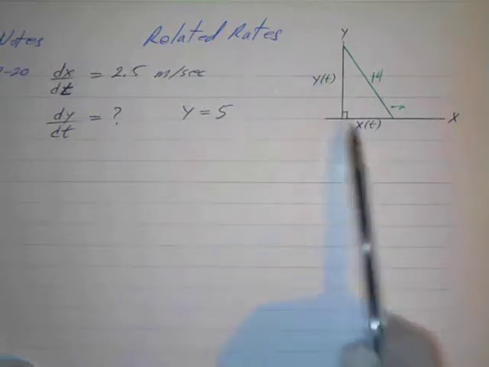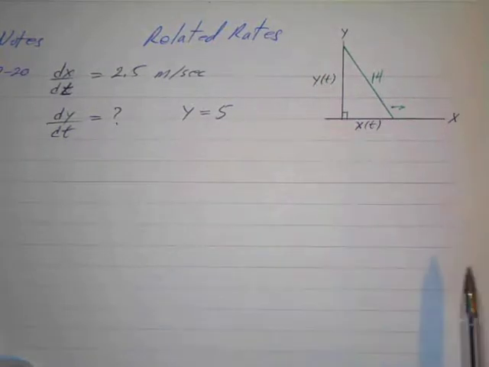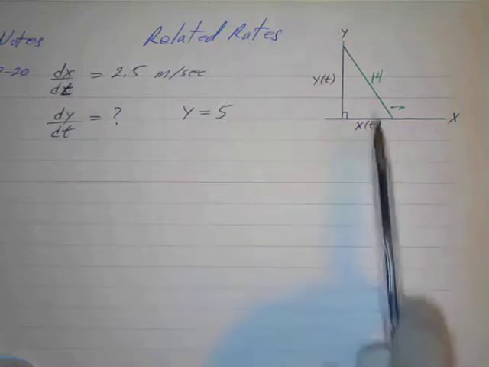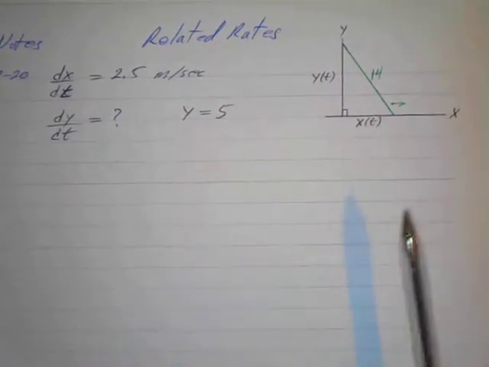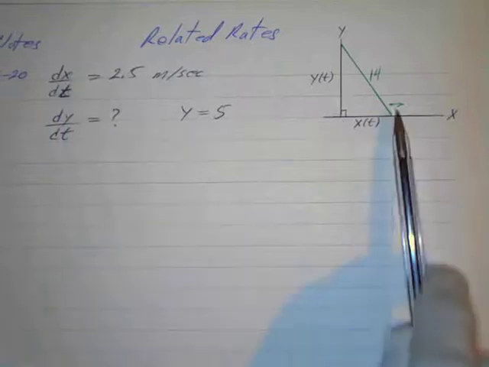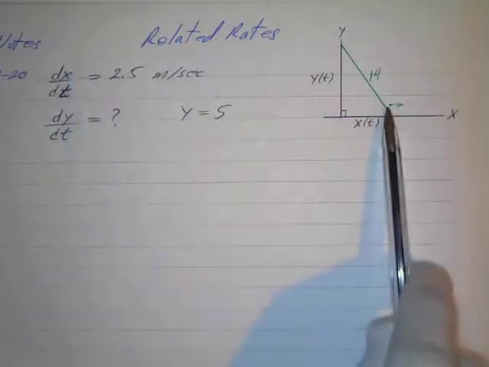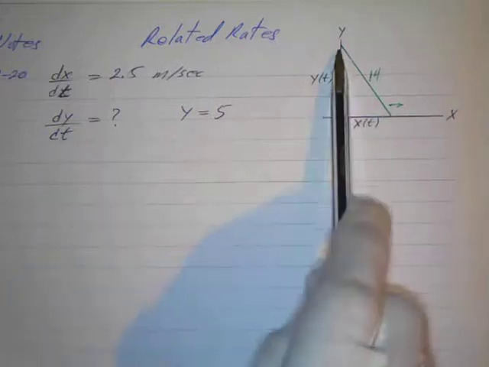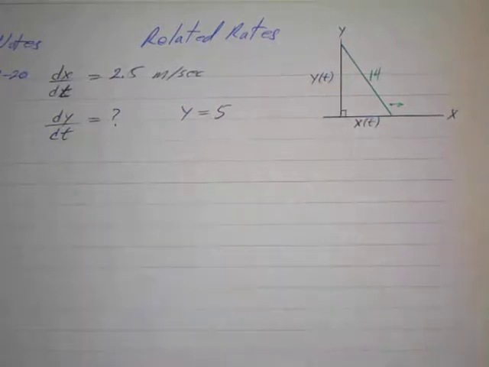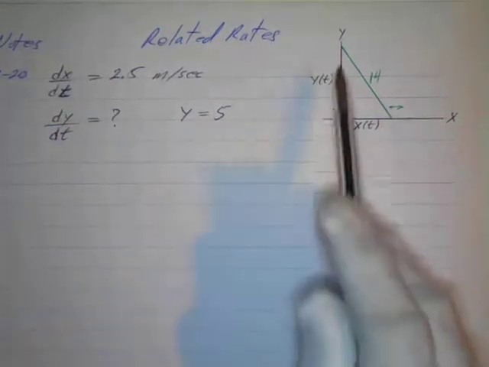So this is vertical y, this is horizontal x, and these are changing. So these are variables. This is not changing because the ladder is always 14 meters. That's a constant. And then we wrote down the data that we had, that the horizontal position is changing at a rate of 2.5 meters per second this way. We want to find how fast it's sliding down the wall. So that'd be the dy/dt, and that would be when y equals 5, when it's 5 meters up the wall.